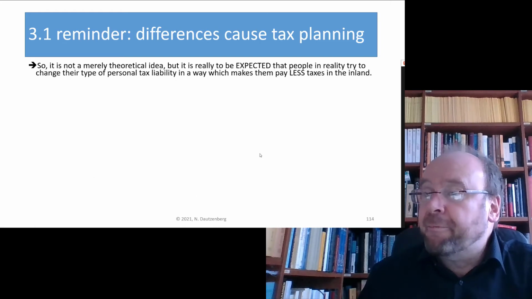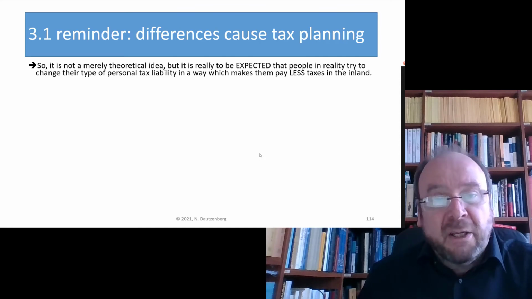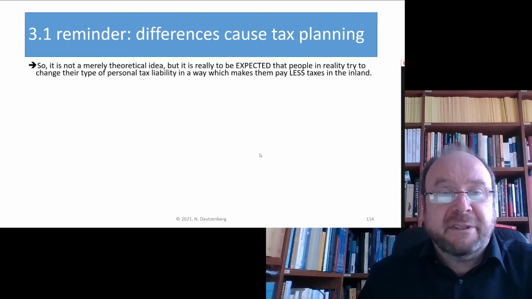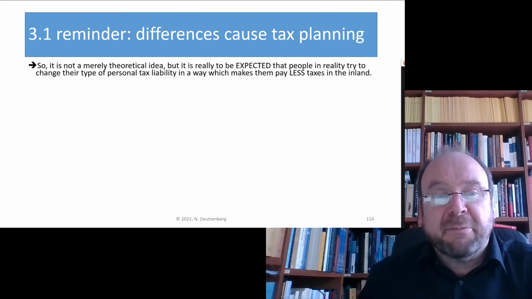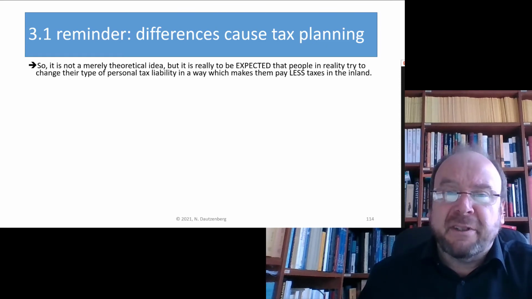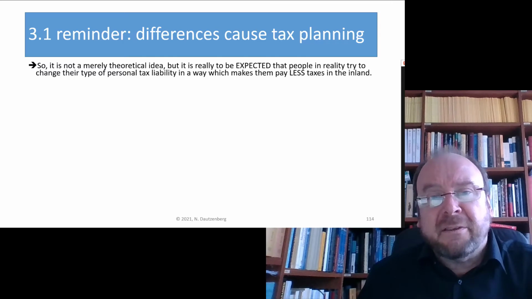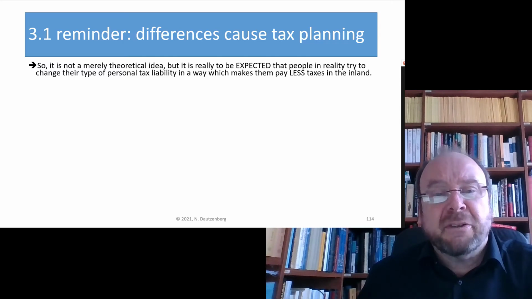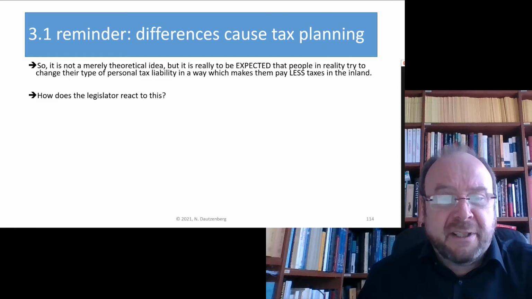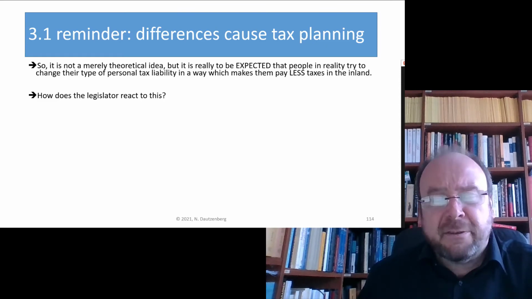So one can really expect in reality that people try to manipulate, or better to change, their personal tax liability to that kind of tax liability which pleases them most, which leads to the lowest taxes in the inland.